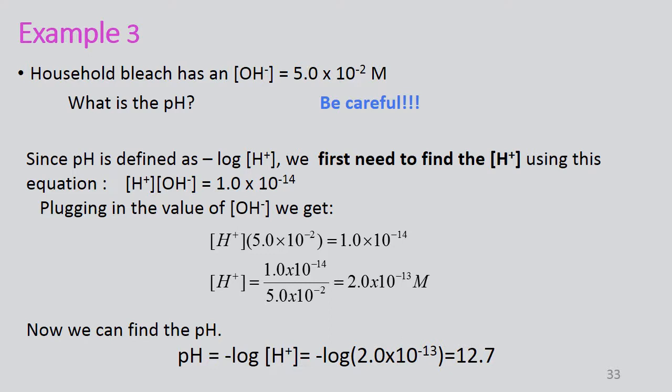So, first thing we have to do is find out what the H plus is. H plus will equal 1.0 times 10 to the minus 14th divided by the OH negative, which in this case is 5.0 times 10 to the minus 2. And then we get 2.0 times 10 to the minus 13th molar, which is the H plus. Now we can find the pH. It's just negative log of H plus, negative log of 2.0 times 10 to the minus 13th, which will give you a pH of 12.7. And it doesn't say so, but that is a basic solution.